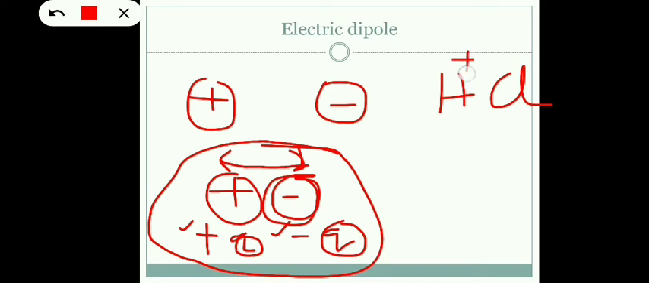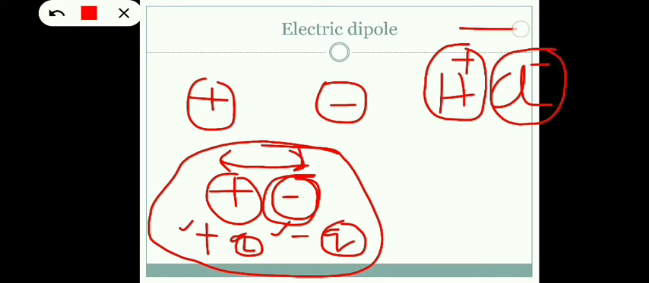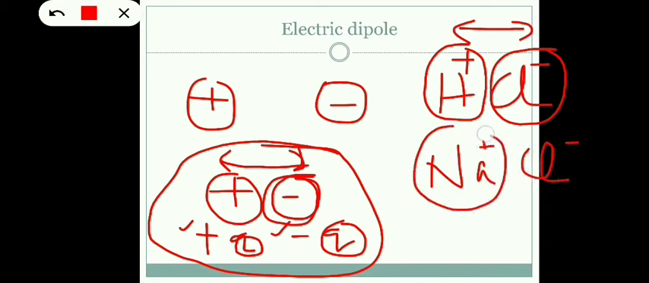It consists of H plus and Cl minus ions. Here a positive charge and a negative charge are separated by a fixed distance. So HCl is an electric dipole, and you know the importance of HCl, hydrochloric acid. NaCl, common salt, is again an electric dipole, Na plus Cl minus. It's a chemical compound and an electric dipole, consisting of a positive and negative charge separated by a fixed distance.